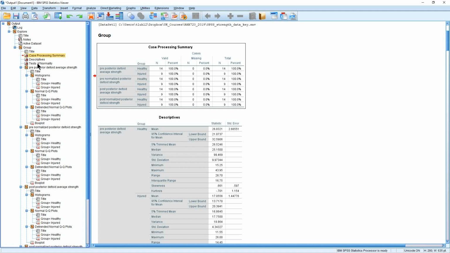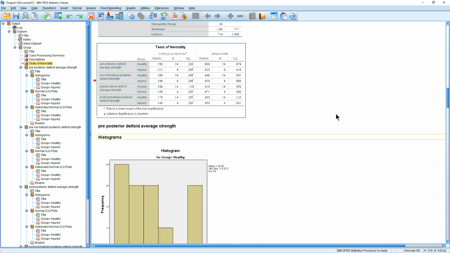And this whole presentation of this data is giving you more than one way to start looking at your data. Then, after you get through the descriptives, you look at the test of normality. For the test of normality, the posterior deltoid average and normalized deltoid strength in the post are run with 2 analyses. We're going to look at the Shapiro-Wilk, and what it's doing is asking the question, is this data normally distributed?